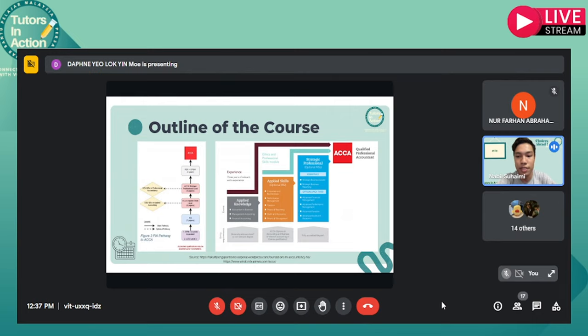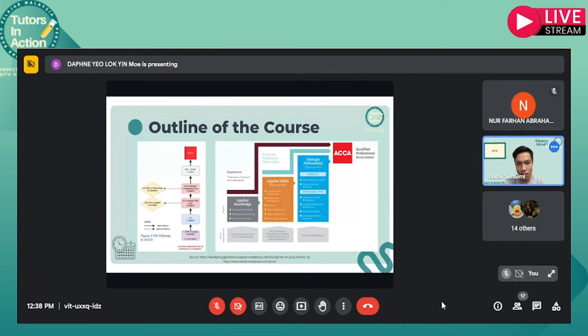Moving on to the right side of the diagram, these are the three levels that I mentioned in ACCA: applied knowledge in the gray box, applied skills, and strategic professional. In total, ACCA has 13 papers, but if you pass your FIA, Foundation in Accountancy, you will be exempted from the applied knowledge level, so you will do just 10 papers instead of 13. For me personally, I did my FIA in 2021 and was exempted from applied knowledge. This is my 11th out of 13 papers, so I have 2 papers remaining. I'm in the blue box, the strategic professional level, doing SBR right now, which stands for Strategic Business Reporting.